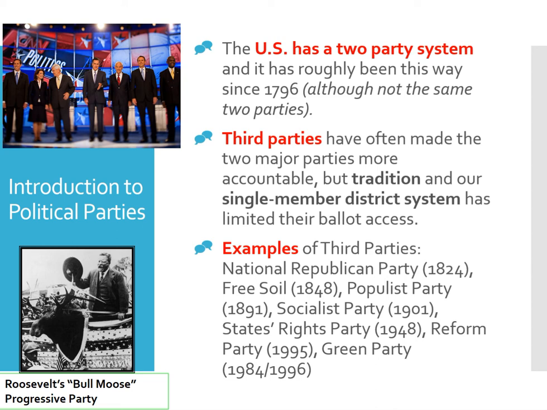Or the Reform Party of 1995, emerging out of the efforts of Ross Perot and arguing for a more middle to conservative party between the Republicans and Democrats, trying to provide common sense reforms. Or the Green Party, which in 1984 and 1996 argued strongly for the environment and for a social democratic reform in the environment.